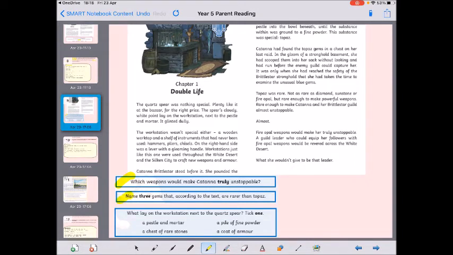Name the 3 gems that according to the text are rarer than topaz, which you can see here. It says topaz was rare, not as rare as diamond, sunstone or fire opal. So that would be the 3 that the children would write down. And what lay on the workstation next to the court spear? Tick 1. So again, the children would have to read through the text and find which one of those things was lying on the workstation.